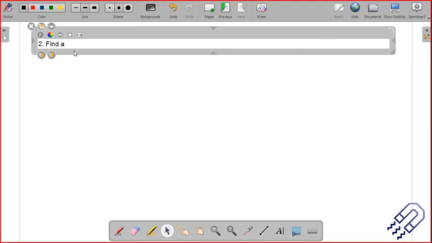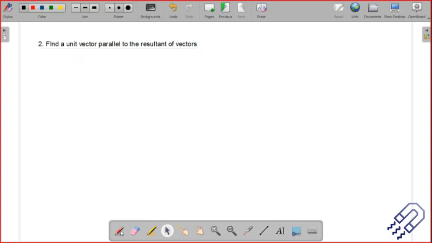Maybe find the unit vector. Unit vector problems, you might have done it. Let's just do it anyway. Find a unit vector parallel to the resultant of vectors. So there are two vectors. Let's say R1 is equal to 2i plus 4j minus 5k. This is one vector.